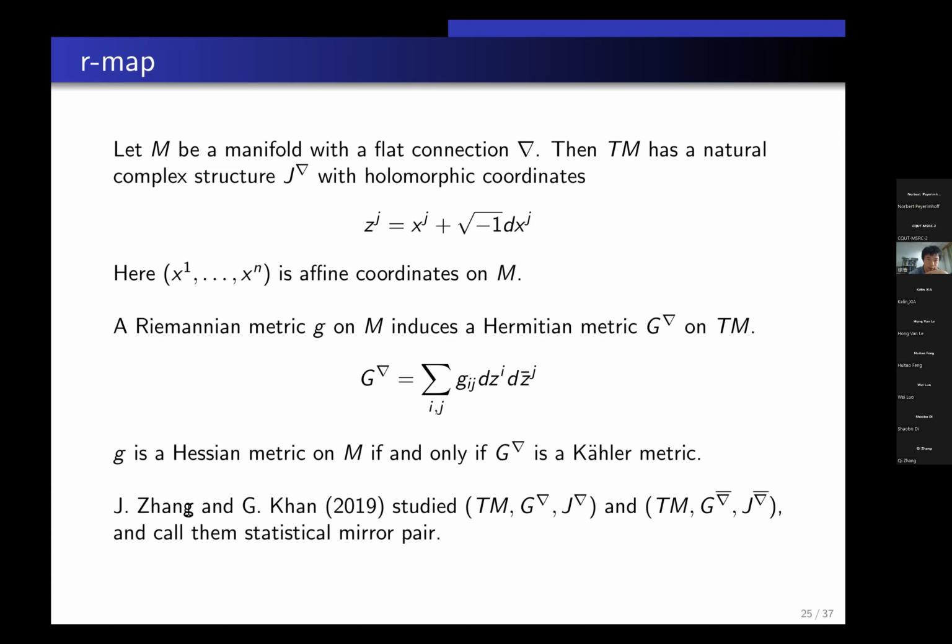And Zhang and his postdoc Ken studied when we consider a pair of dual connections, and they call them a statistical mirror pair. I think they look at some properties of the connections, and there are some interesting properties to compare their geometry.